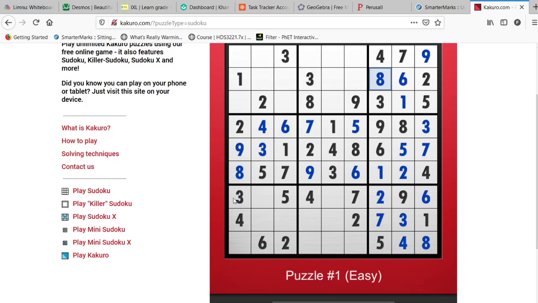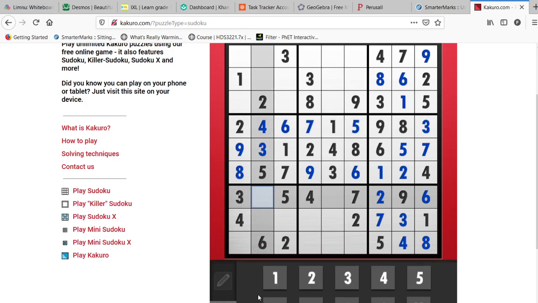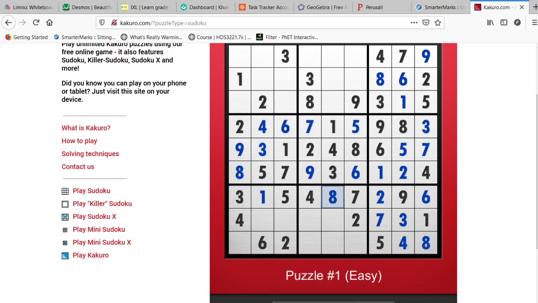Now in this row, we need a 2 and an 8. Sorry, a 1 and an 8, and we have a 1 right here. We have a 1 in that middle column from here, so this cannot be the 1, therefore this is the 1, and this is the 8.